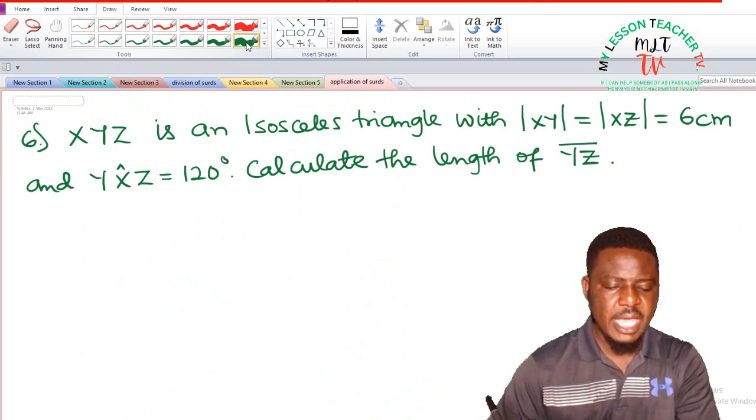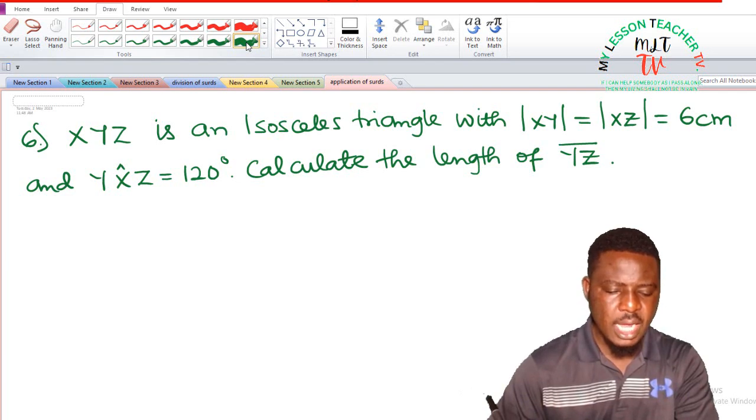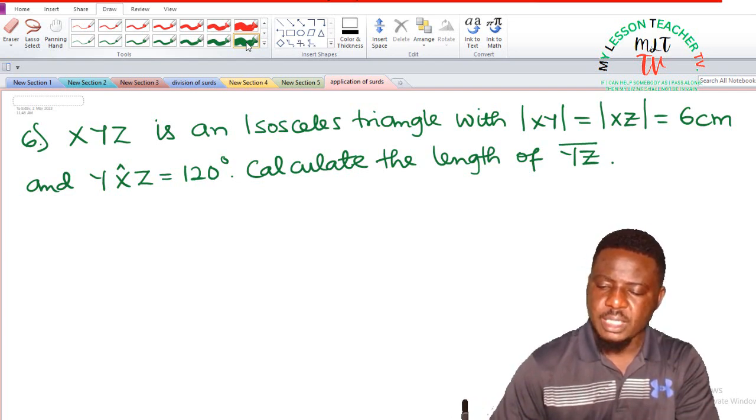Question 6 says, XYZ is an isosceles triangle with side XY being equal to side XZ and is equal to 6 centimeters. And angle YXZ is equal to 120 degrees. That we should calculate the length of side line YZ.